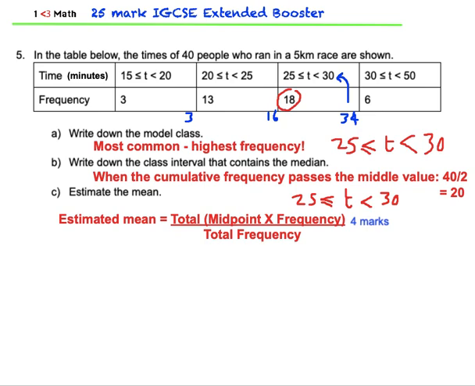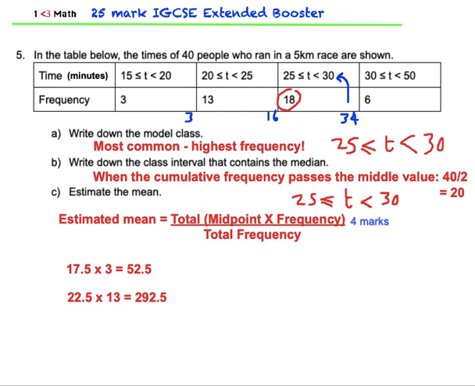Now the reason for this is we don't know the actual times of these 3 people, but we know they're between 15 and 20 minutes. So the best estimate for those 3 people's times is 17.5 minutes. It's the midpoint of 15 to 20. You could add 15 and 20 and divide by 2 if you wanted to work it out. So the first calculation that we're going to do is 17.5 times 3, that's 52.5.